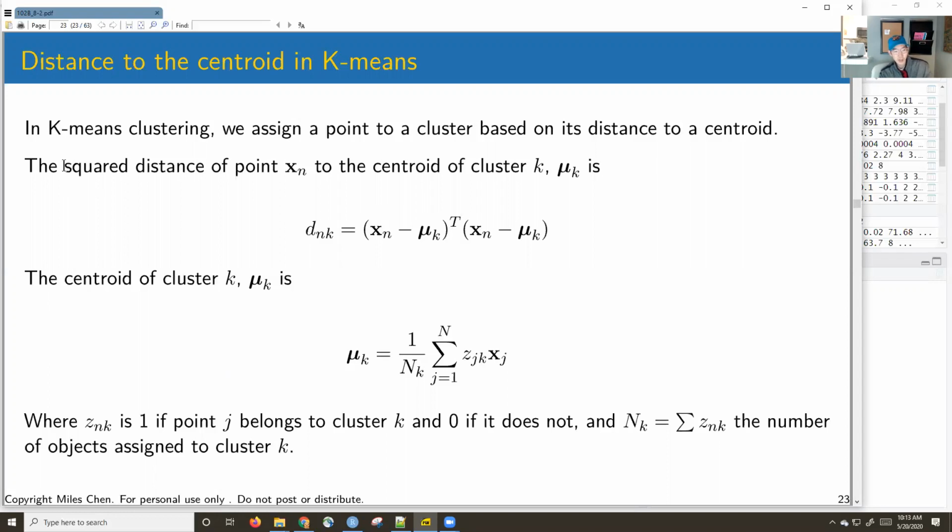And so we can say the squared distance of point x to the centroid mu k. So we've got the point x of n to the centroid of cluster k, which is mu k, right? So this is one vector. And then if we wanted to get the squared distance, I can do that vector dotted with itself, and that will give me the squared distance, right? So I can do x of n minus mu sub k transpose x of n minus mu sub k. And this is going to be the distance from point n to cluster k.